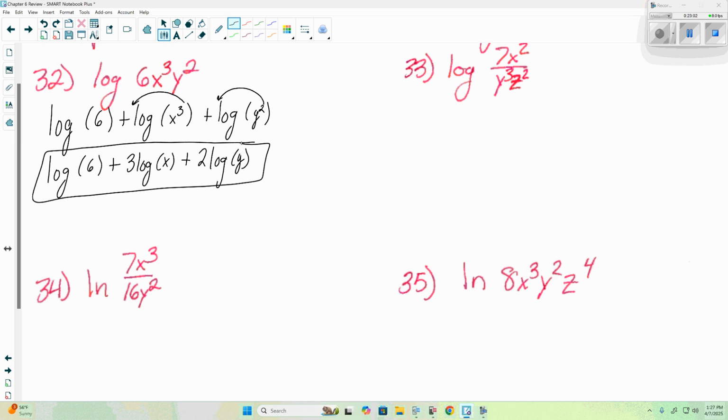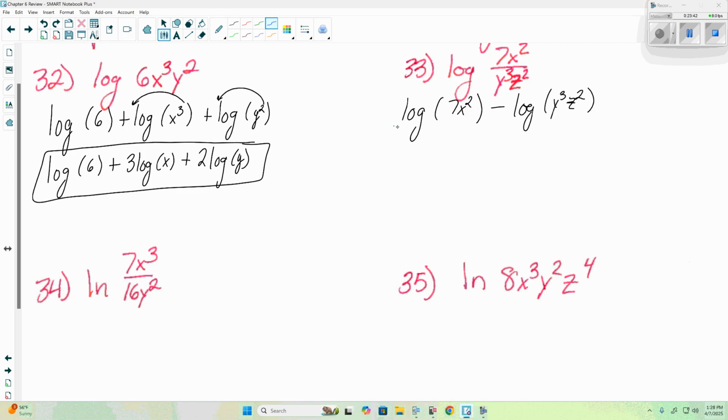So, first step is quotient. We do have a quotient. We do have division. So when we do the quotient step, it's going to be log of the top, 7x squared, minus log of the bottom, the denominator, y cubed z squared. Log of the top minus log of the bottom. Questions on this here before we look at product? Understand the quotient step.